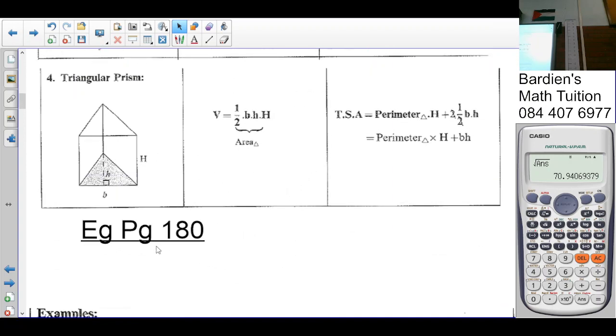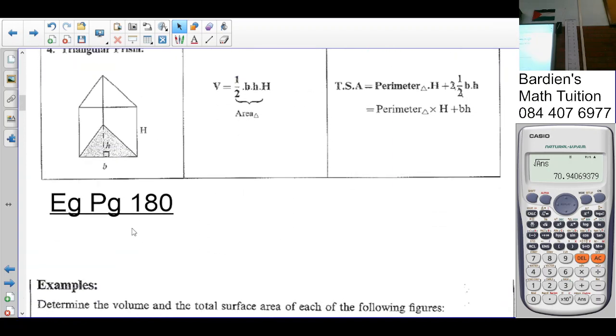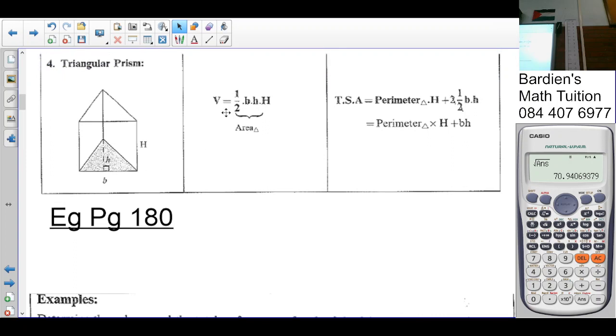This is a triangular prism. The base is a triangle. How do you calculate the volume of a prism? It's half base times height, which is the area of the triangle. Sorry, I made a mistake. The volume is going to be area of base times height. What type of shape is this base? Triangle, triangular base.